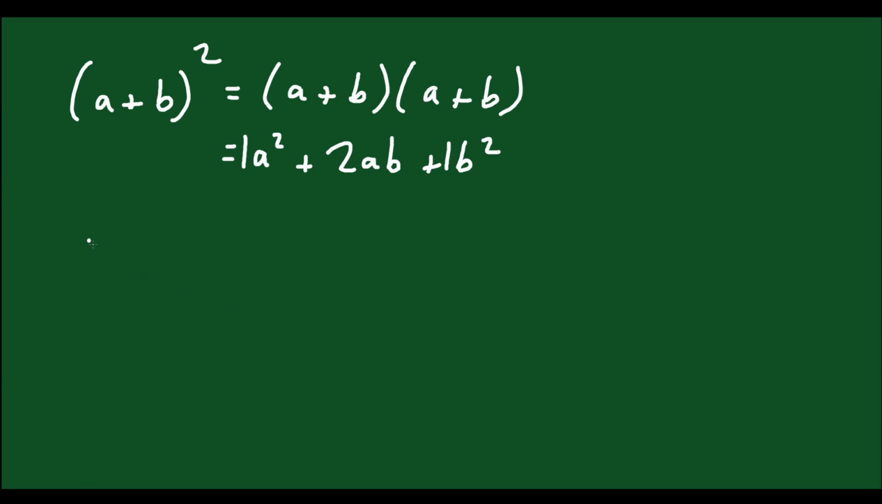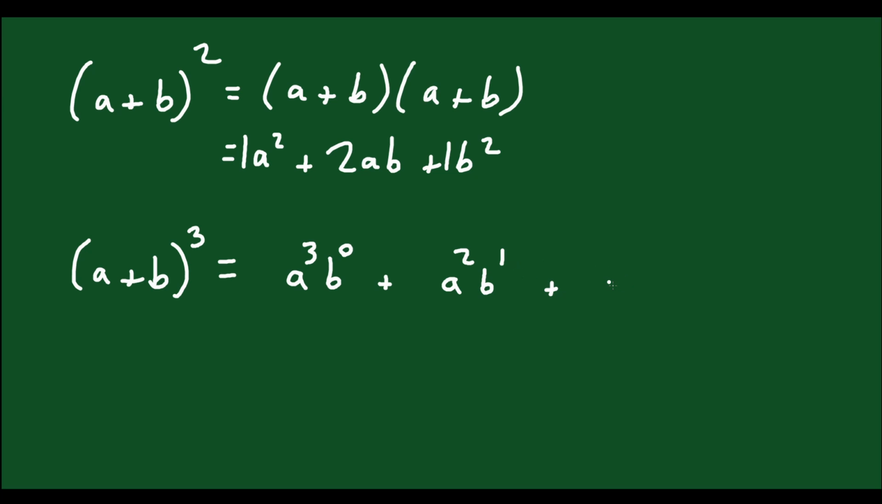So for example, if I want to do a plus b cubed, how can I do this using the triangle? Well, other than the coefficients, there's other things here, right? There's a's and b's. Well, for the first term, what you have is a to the exponent of 3, right? The biggest exponent you can have here, times b to the smallest exponent you can have, which is 0. Okay, and then you add, and then we'll do a, that exponent's going to go down by 1 to 2, the b is going to go up. And then you continue that pattern.